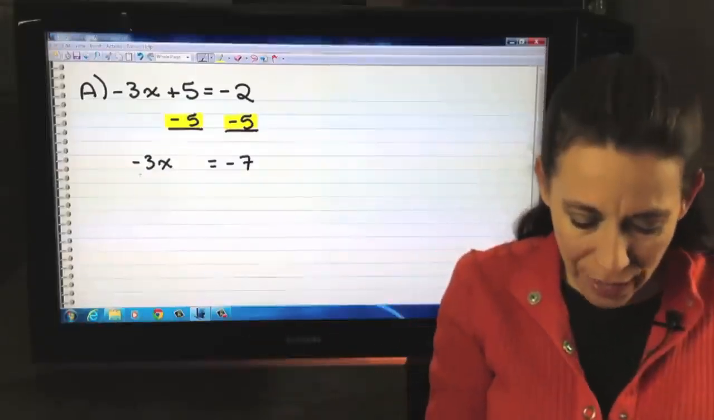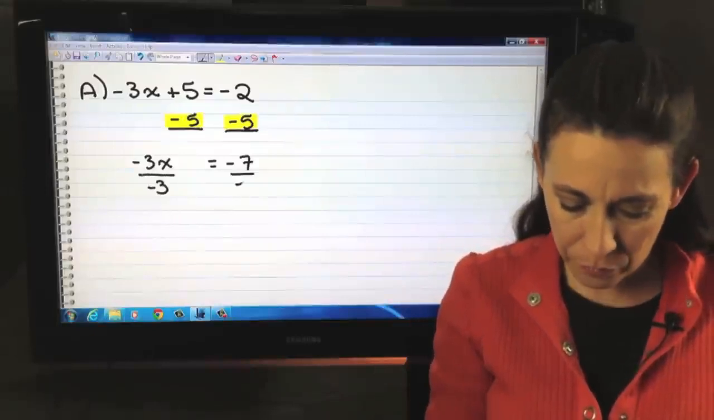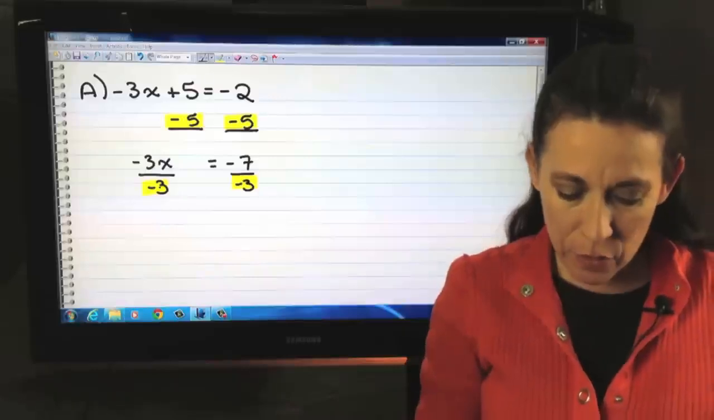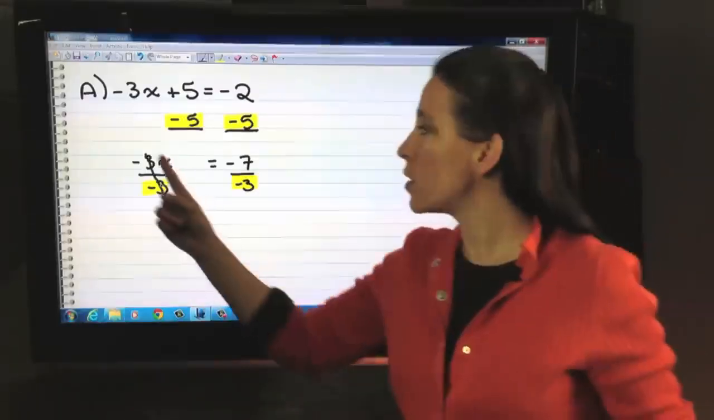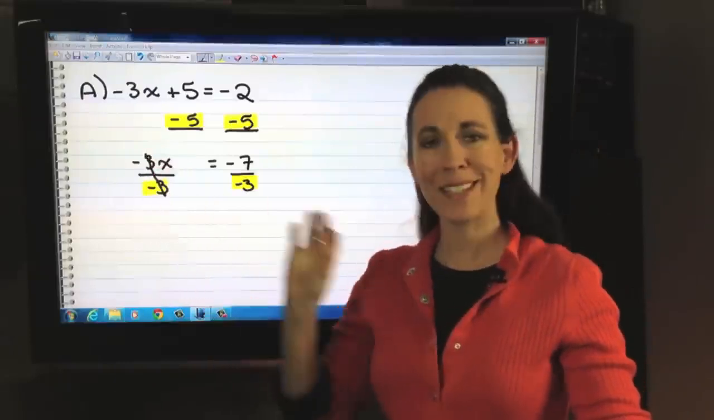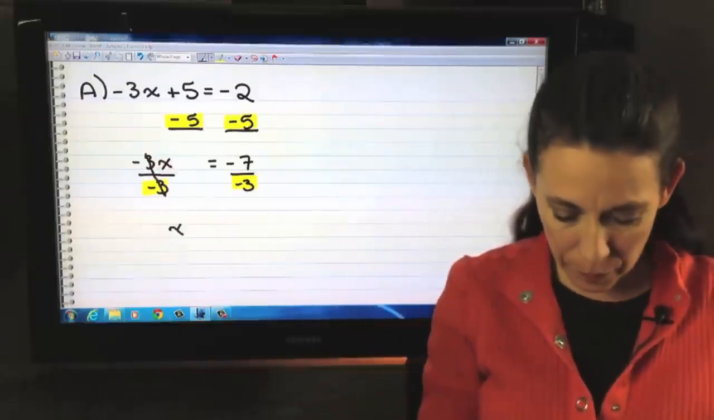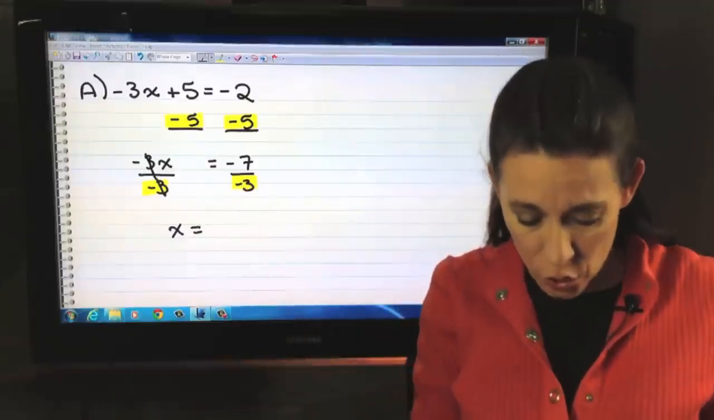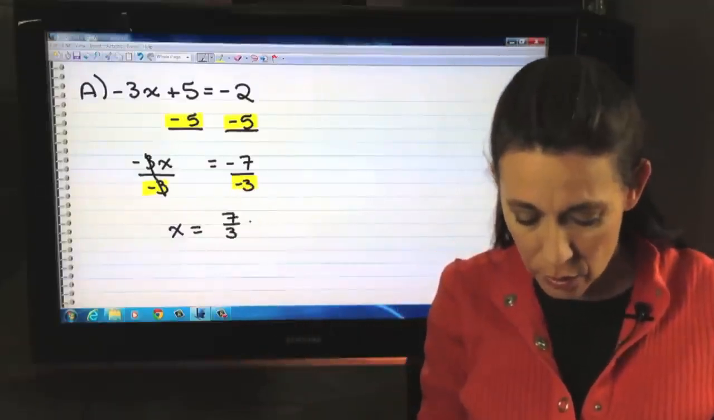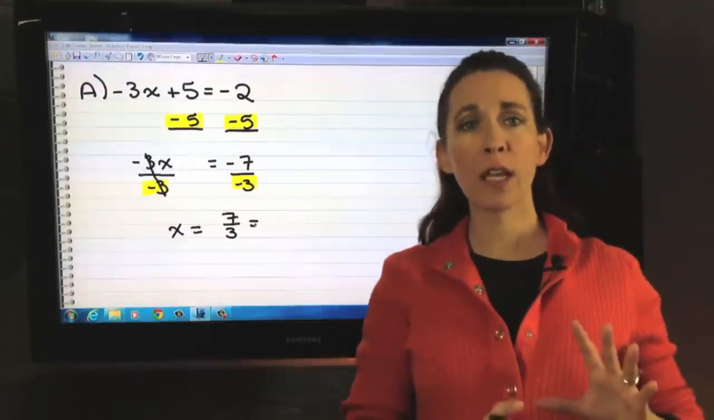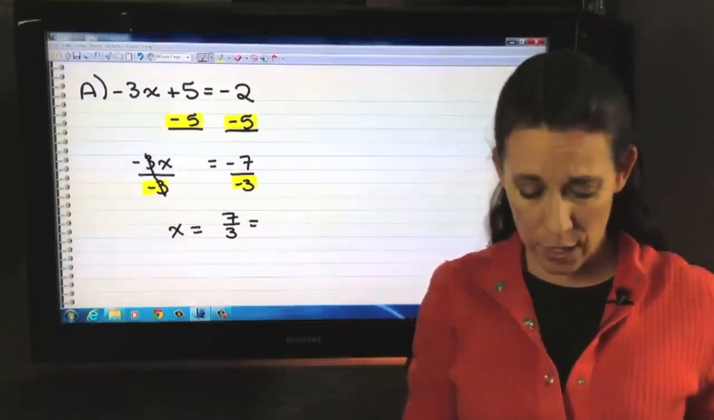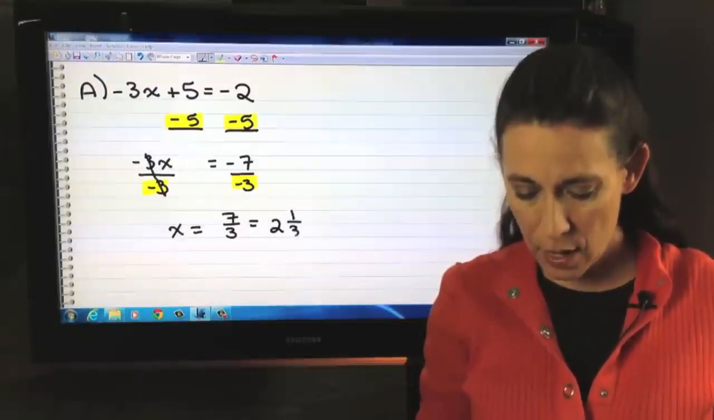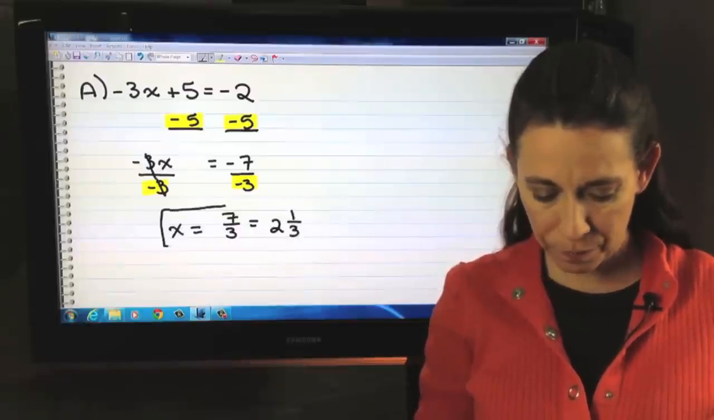So we're going to divide both sides by negative 3. And again, we can highlight. Negative 3 divided by negative 3 is a positive 1, which is our goal. We want just the x by itself. And remember, negative divided by negative is a positive, so we're left with a positive 7/3. Your teacher may want you to change it to a mixed fraction, which is fine. 3 divides into 7 twice with a remainder of 1, so we're left with 2 1/3.